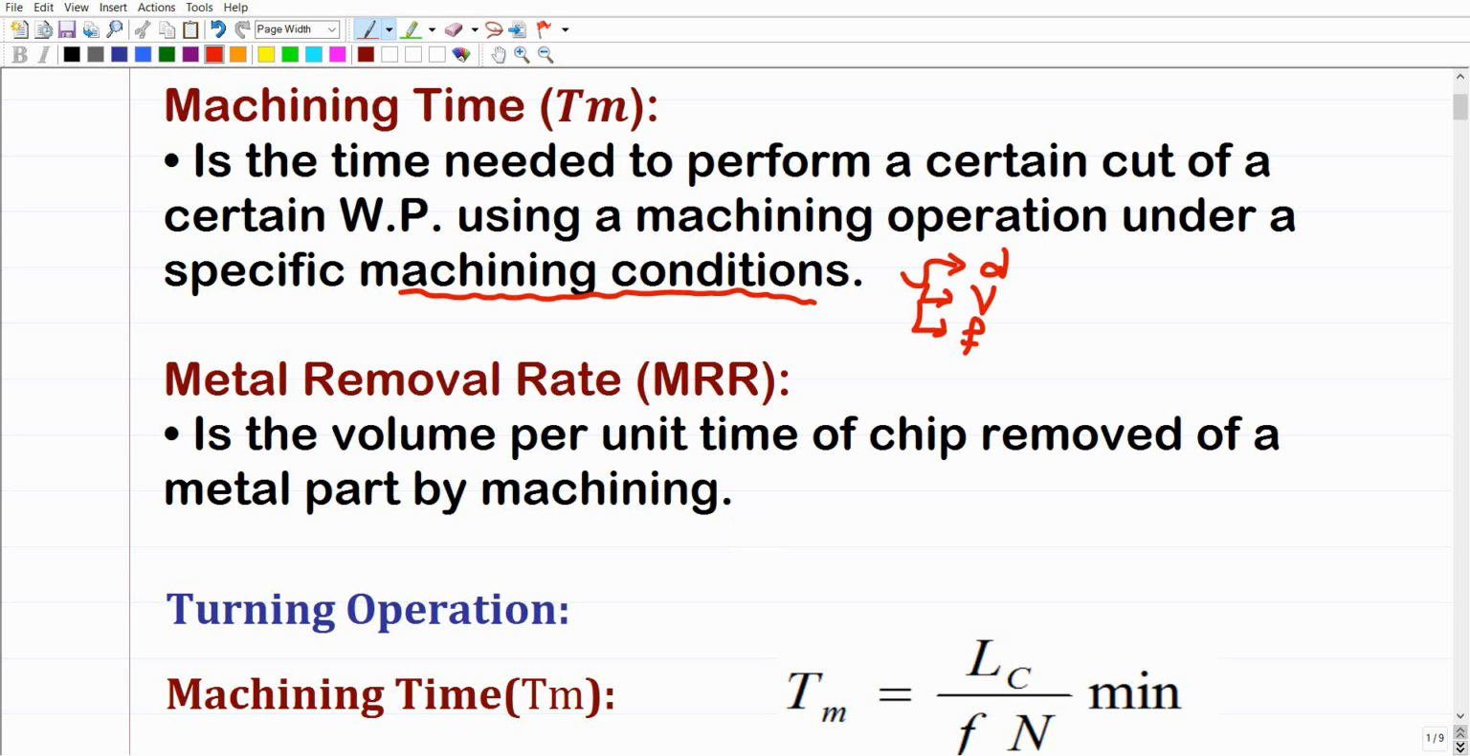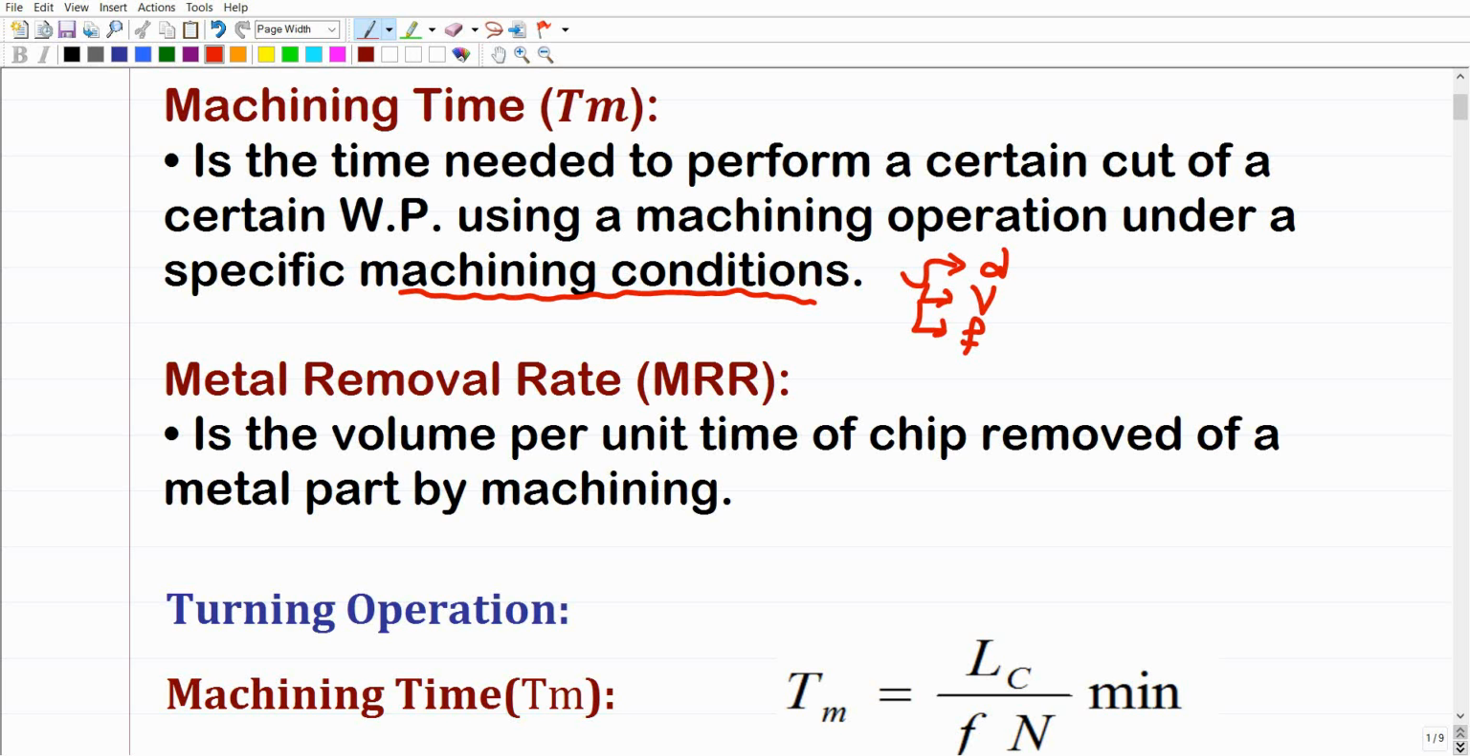As we mentioned before, what distinguishes the machining operation from any other operation is that during the machining operation, there should be a volume removal. It means that a part of the volume of the entire raw material will be removed in the form of a chip. So it is important to know how much volume you are going to remove from the metal part per unit time. This is commonly known as the metal removal rate.